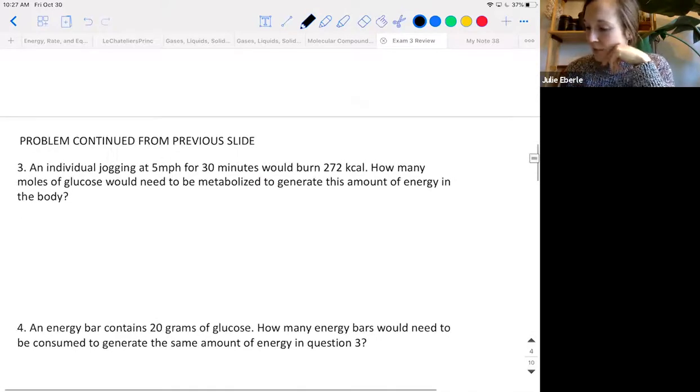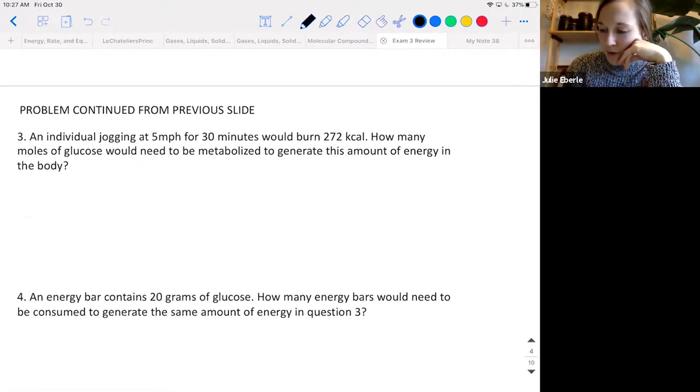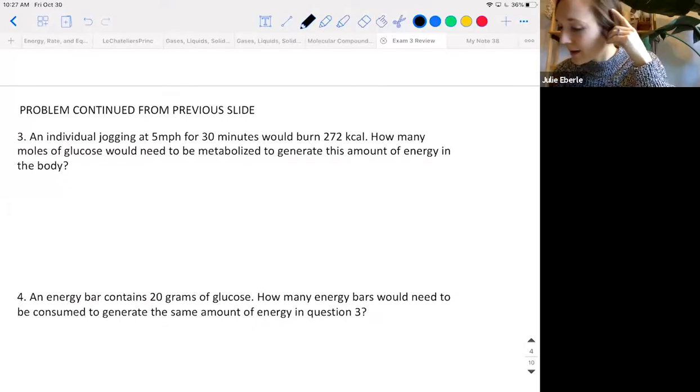But we're continuing the problem on the next page. An individual jogging at 5 miles per hour, which sounds slow, but it's actually not slow. I guess it's relative to every person. An individual jogging at 5 miles per hour for 30 minutes would burn 272 kcal of energy. How many moles of glucose would need to be metabolized to generate this amount of energy in the body?